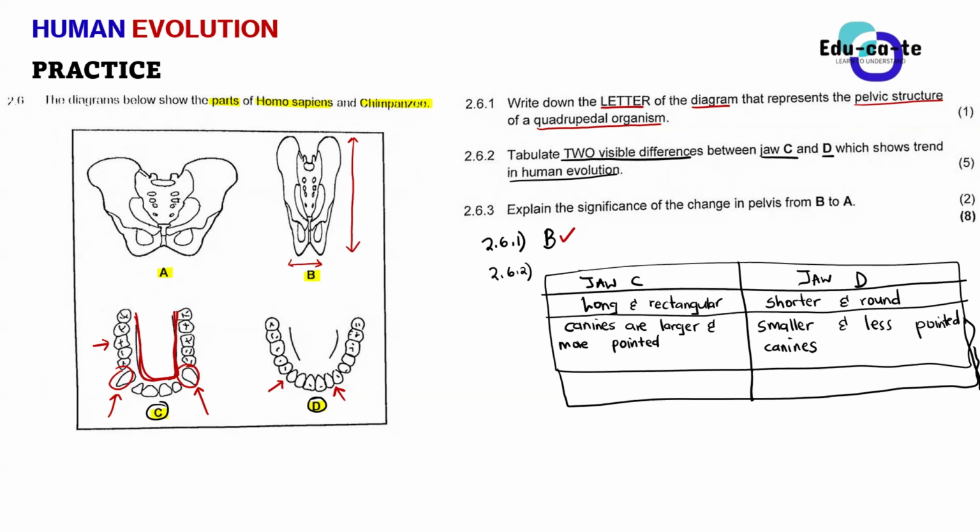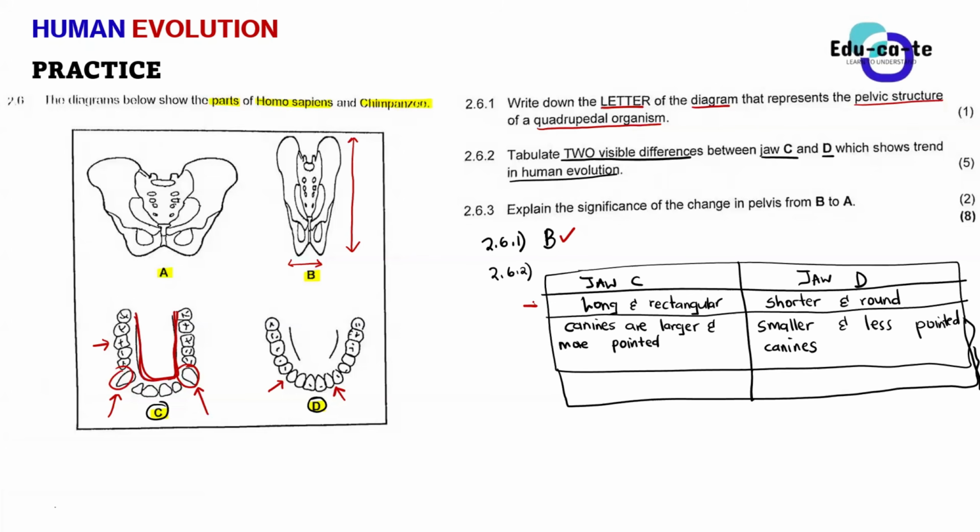That's the palate shape. We talked about the canines. The canines of jaw C are larger and more pointed. The teeth are larger and more pointed. But for jaw D, they are smaller and less pointed canines. But Habile, give us one more.